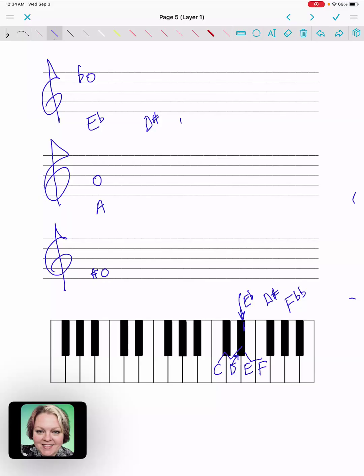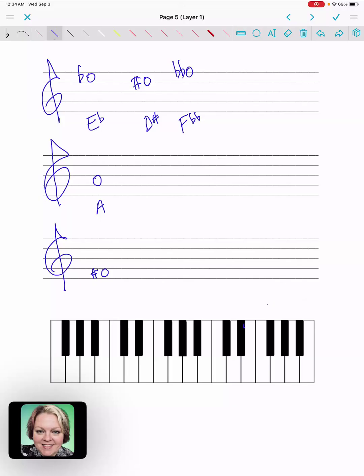D sharp, F double flat, and then when we draw them up here, and I'm sorry, my drawing is so terrible. It's going to look like that. Next one down, we have the given A. So let me erase all of this stuff out of the way.